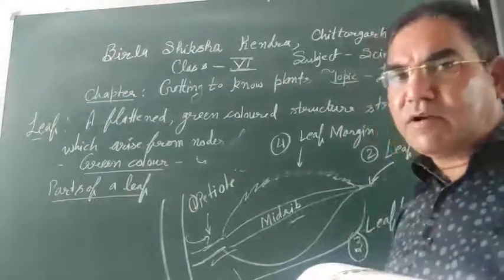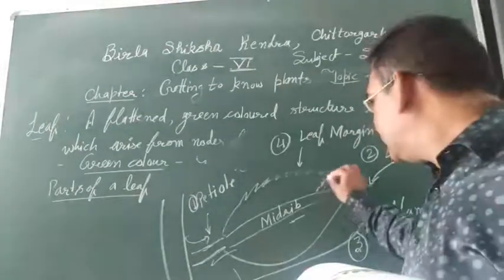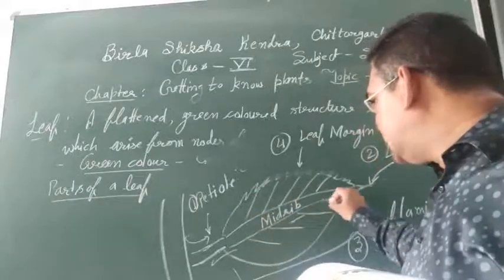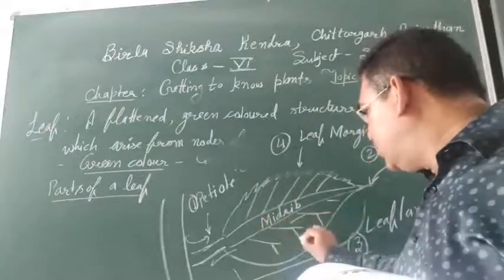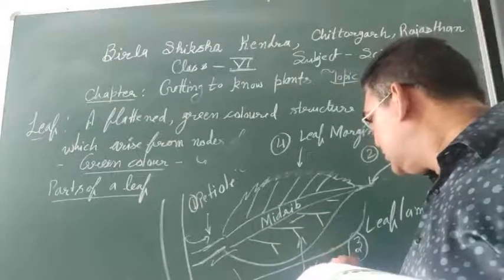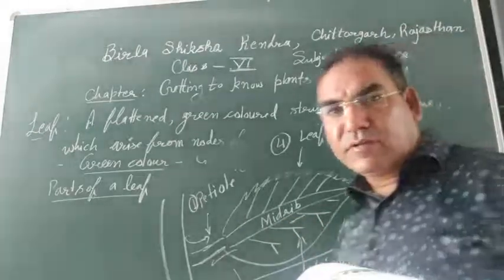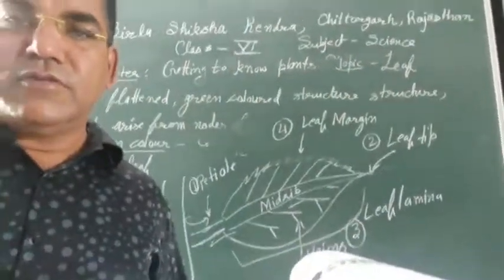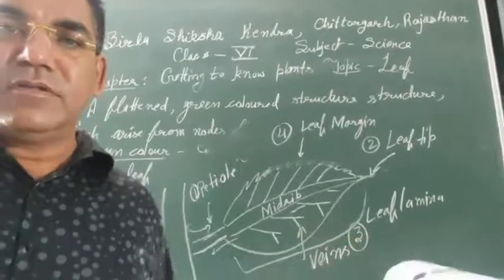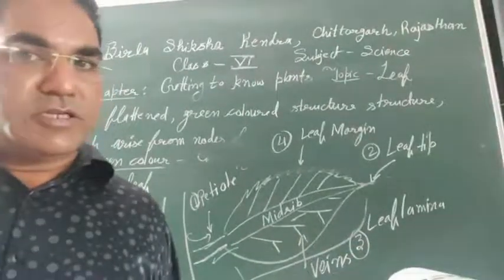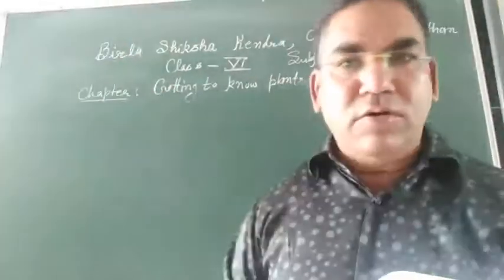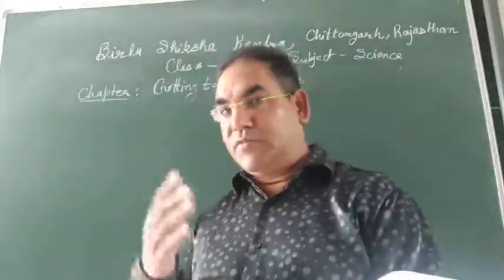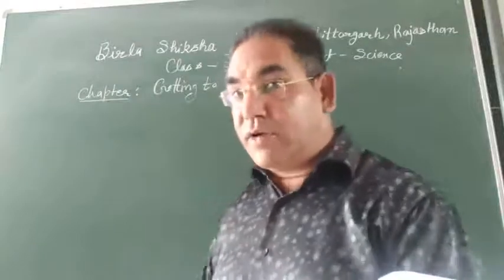From the midrib, a number of branches arise like this. These are known as veins. Veins and midrib. Got it? I think you have understood the structure of the leaf. Now, after discussion of the different parts of the leaf, now look.